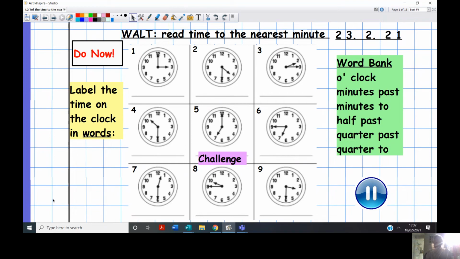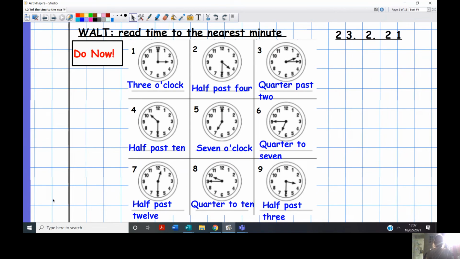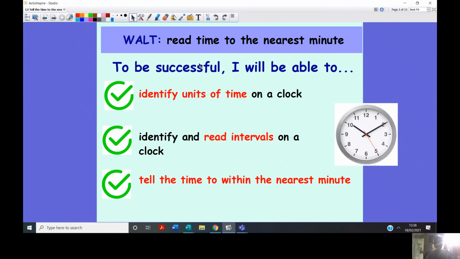Fantastic. Let's take a look. So hopefully you remember that once we went past that magic half mark, we're talking about to the next hour. Fantastic. Right, let's take a look at today's lesson and our steps to success and our keywords.